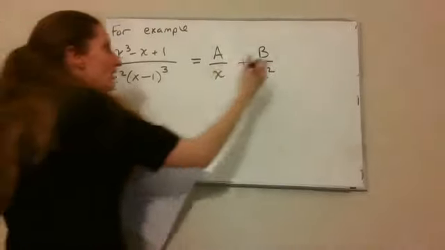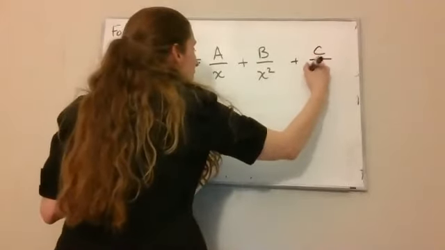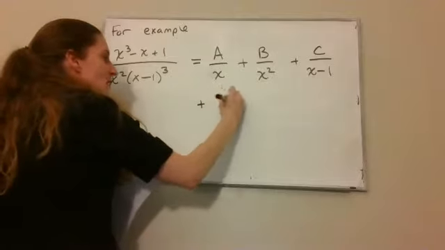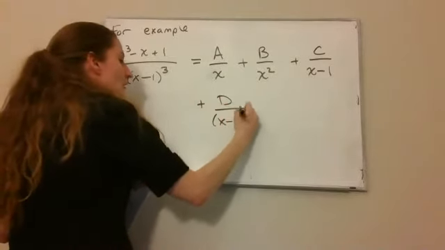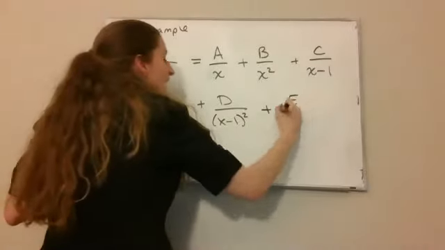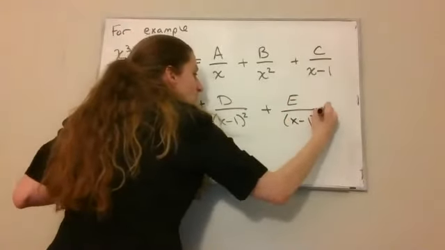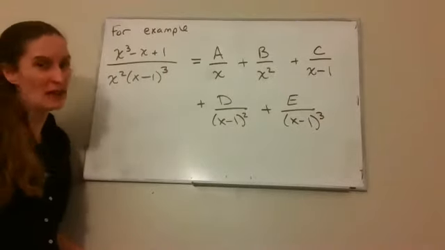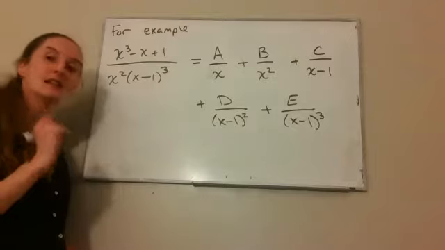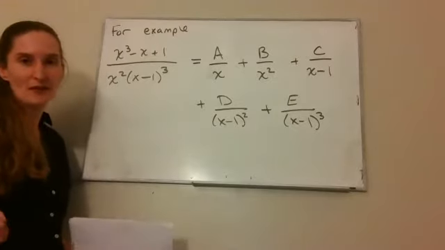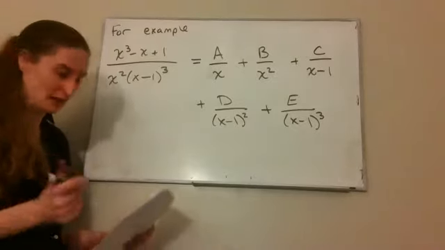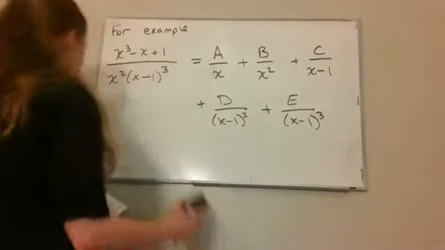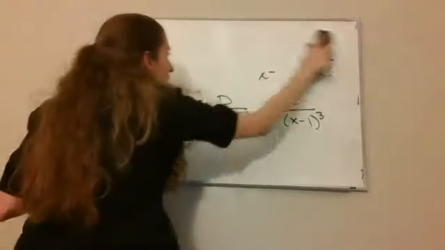Now for the other linear factor, again, I get 1 term for each power of it. So c over x minus 1 plus d over x minus 1 squared, and e over x minus 1 to the third. And that's how you would set up the problem. And then you would have to find your constants a, b, c, d, and e by multiplying by the factored denominator and using algebra, like the last example. So let's go ahead and do an example of this case all the way through.